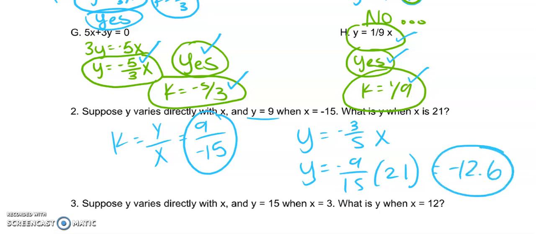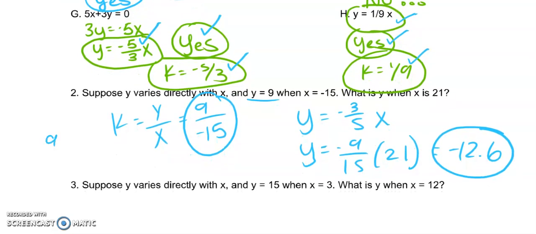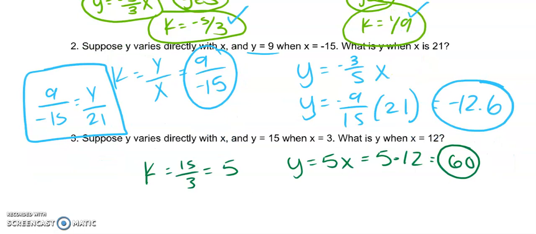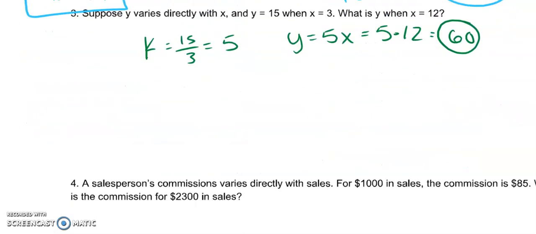You can also set it up as a proportion if you prefer, like 9 over -15. Remember that was my y over x, so then I would put y over, and my x is 21. And if you work it that way, you're going to get the same thing. So pause it, work number 3, and then check back with me. Okay, so use this to fix any mistakes you might have had, and then we're going to go on to number 4.